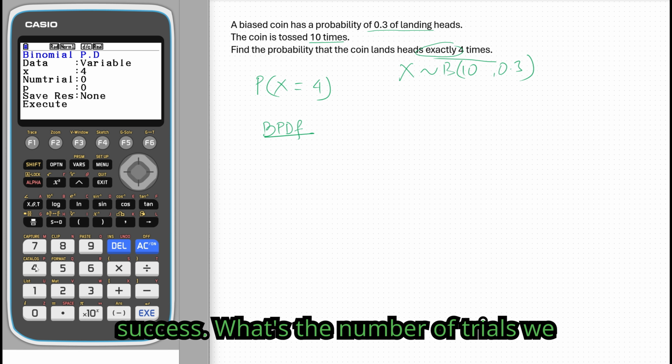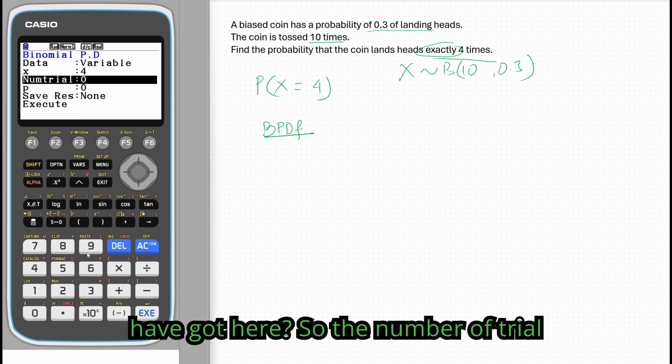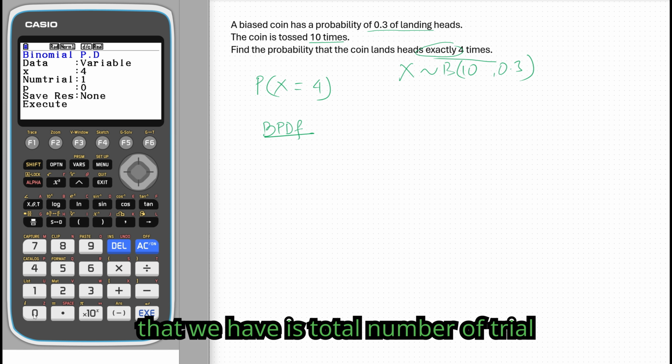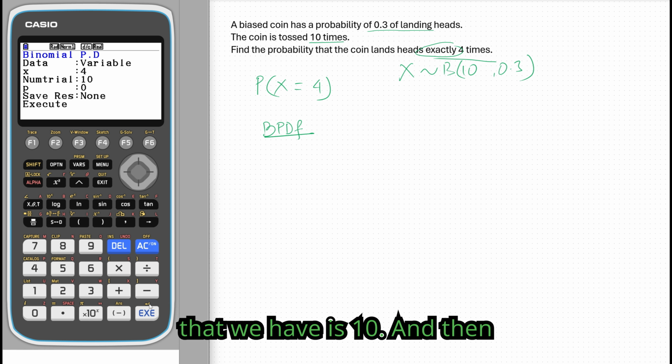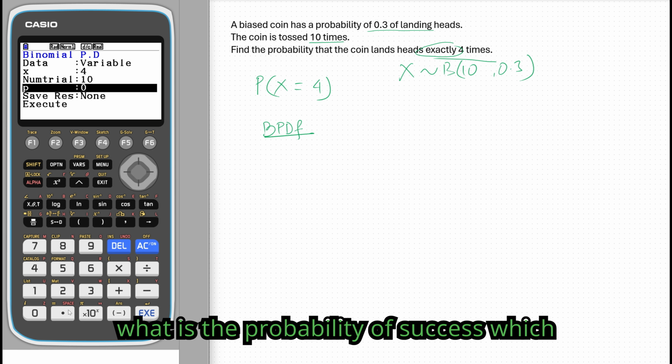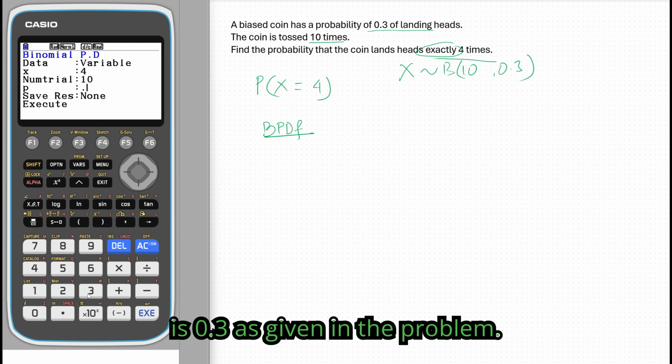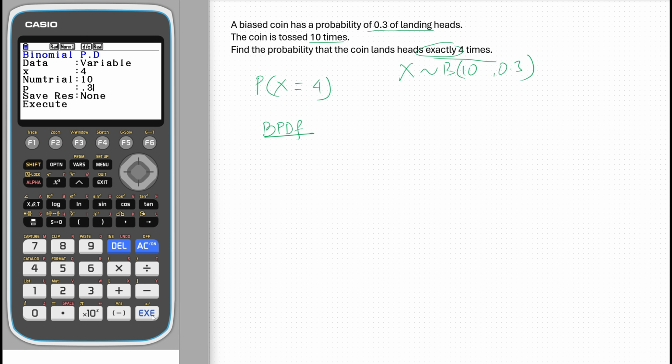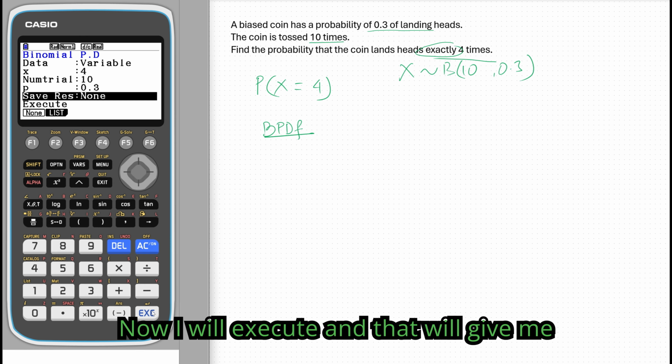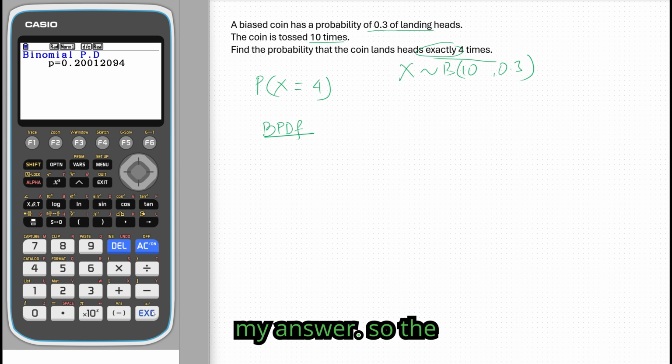What's the number of trials we have here? The total number of trials that we have is 10. And then the probability of success is 0.3, as given in the problem. Now I will execute and that will give me my answer.